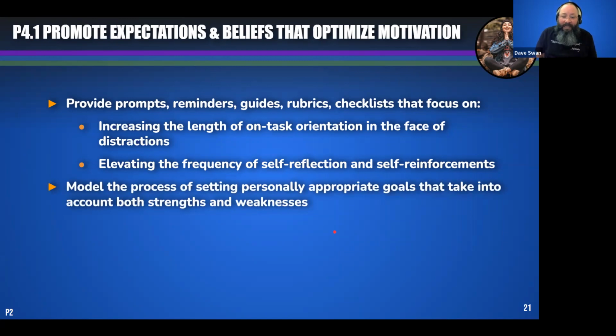So, modeling the process of setting personally appropriate goals that take into account both strengths and weaknesses. When we talk about modeling, there's two different ways you can do this. You can provide yourself as a model, which I would do for my students, and present them different options for how they stay on task, for example. So I use Google Calendar, Google Task. Here's how I do it. You provide them that option or that idea, and then other ideas.